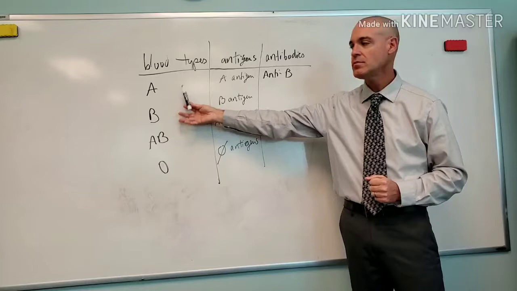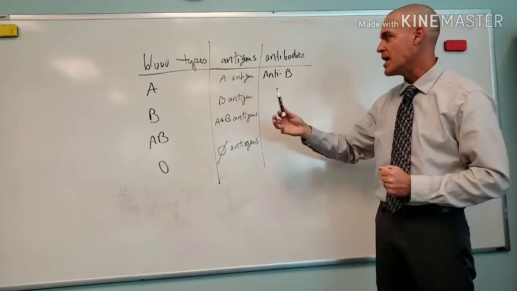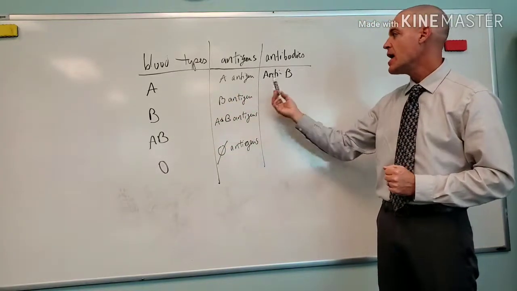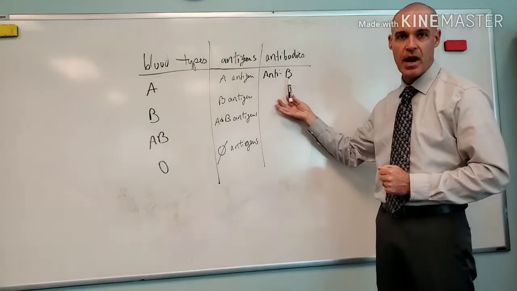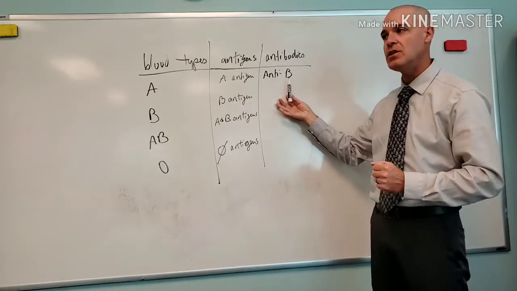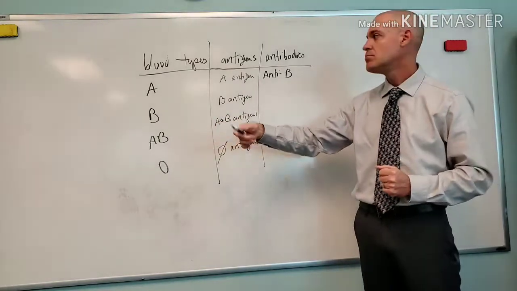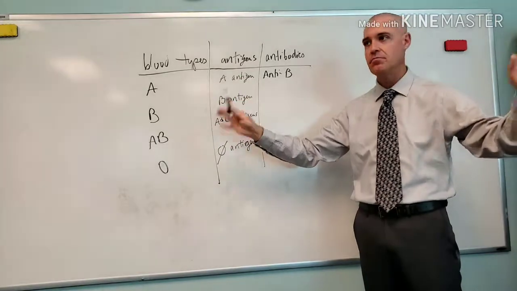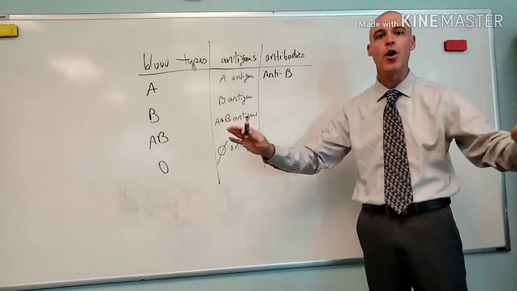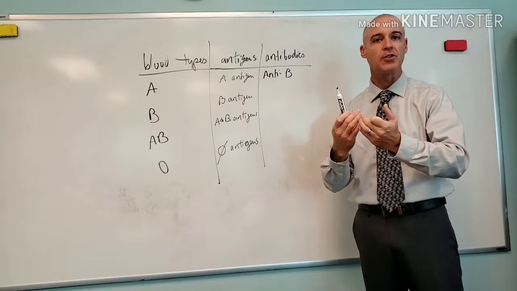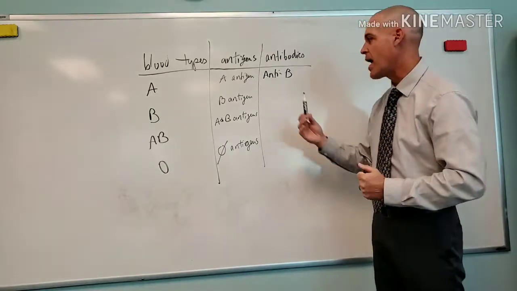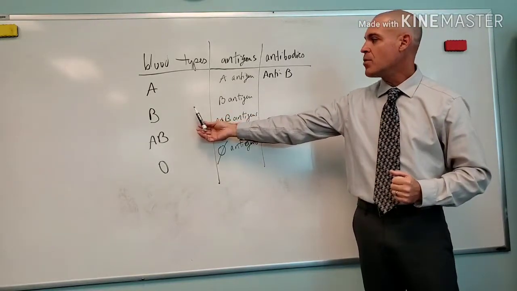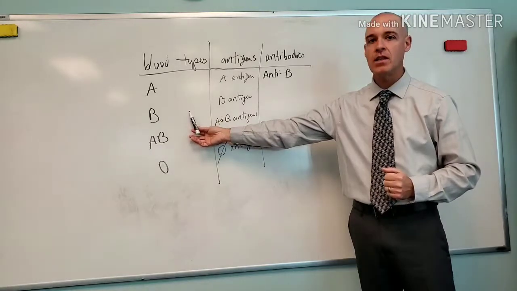I happen to be a type A. So I have the A antigen, and notice I have the B antibodies. So what's going to happen is if somebody said, hey, I'm going to give you type A, I'm fine. Because it's the exact same type, there's going to be no blood interaction or mismatched interaction.